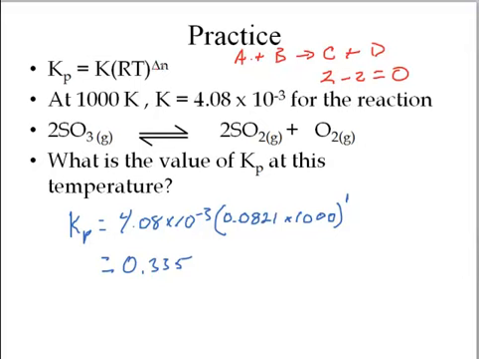Well, in this case, if I raise something to a 0 power, what does the value of RT become? Well, as you guys know, it becomes 1, right? So 1 times K equals Kp. So if you ever have a situation where the coefficients are the same, Kp and K little c are equivalent.